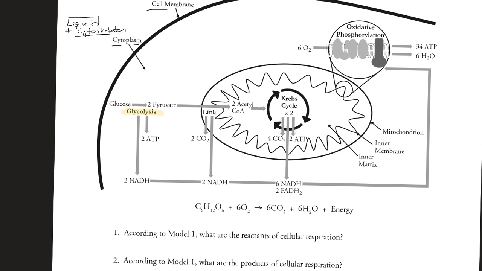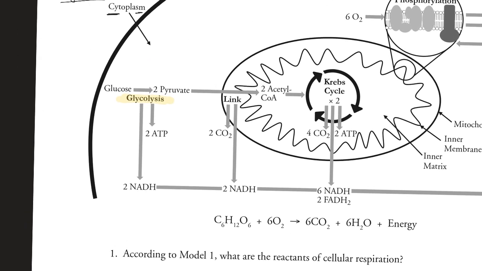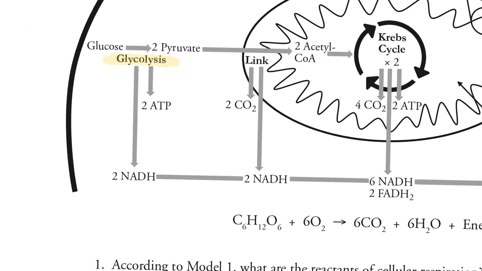Glycolysis happens in the cytoplasm. This is what you need to know. You don't need to know all that crazy stuff I was just showing. The AP kids need to know that. They're stressing about it right now. Glycolysis happens where? In the cytoplasm.